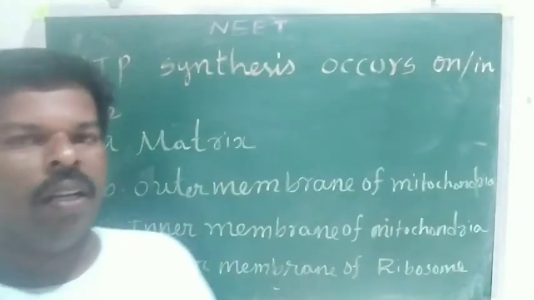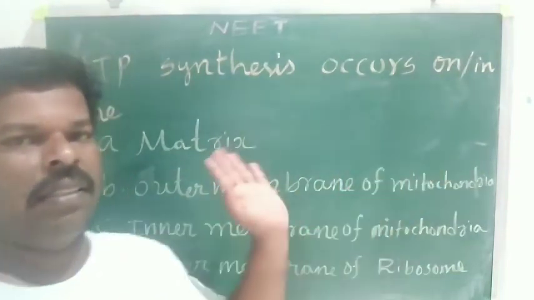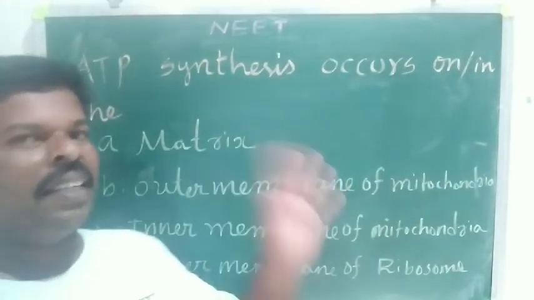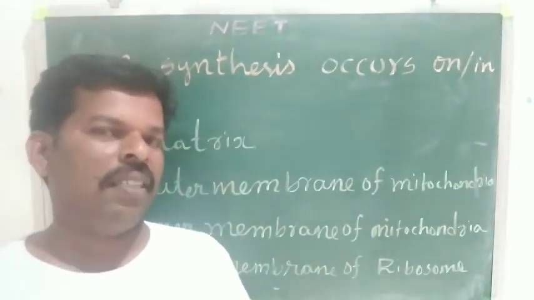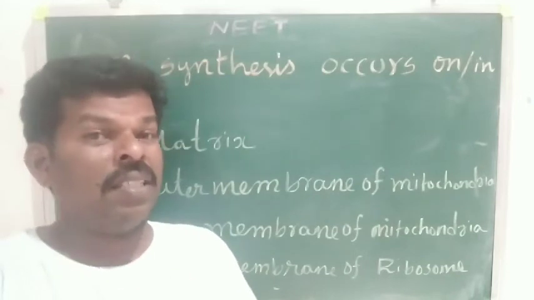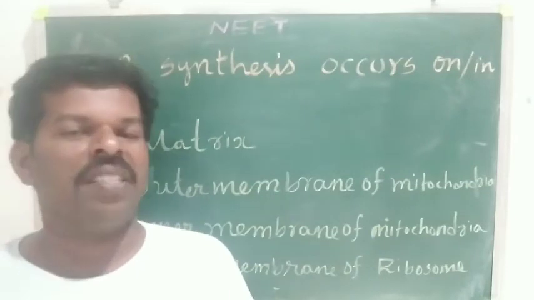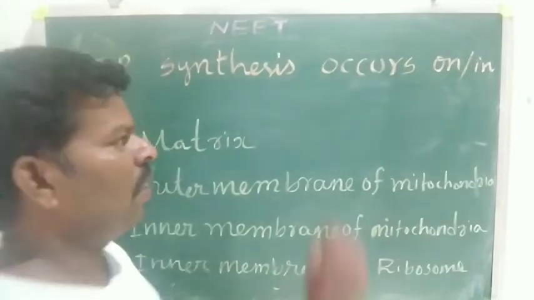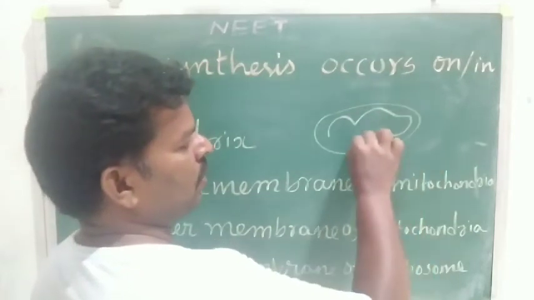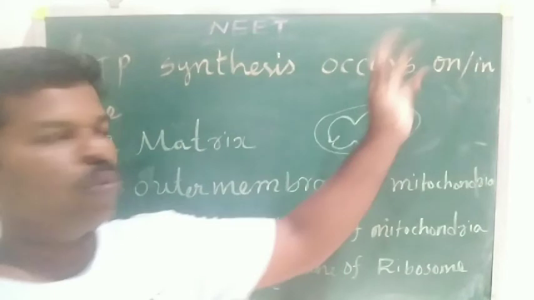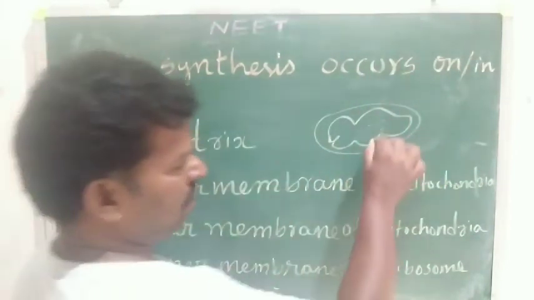Okay, next question. ATP synthesis occurs in the dash. ATP is adenosine triphosphate, the energy currency of the cells. First understand that ATP is produced in the cell organelle called the mitochondria. You know very well the mitochondria has outer membrane and inner membrane. The fluid substance is called the matrix.